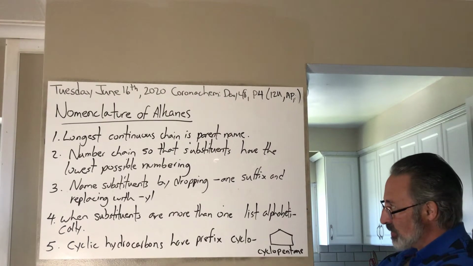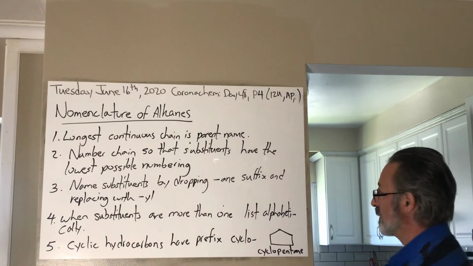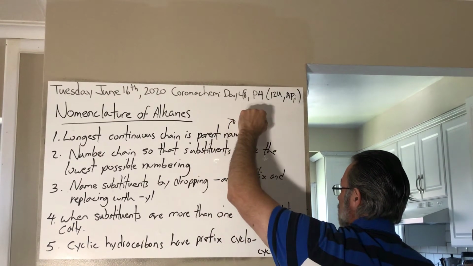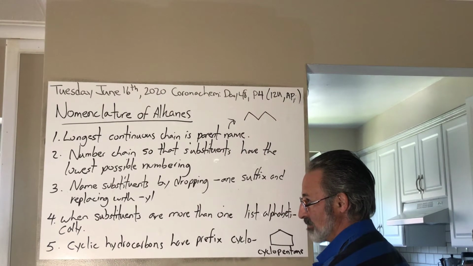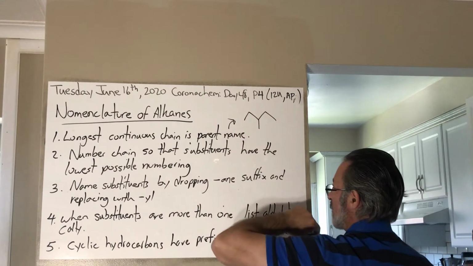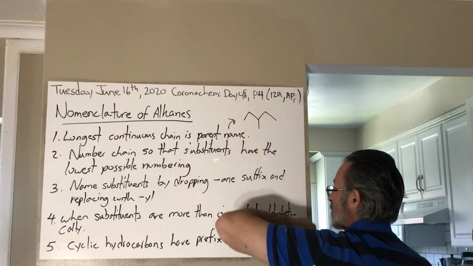So the longest continuous chain is the parent name. You could have an example here. You'd say 1, 2, 3, 4, 5. There's 5 carbons in a row. That's pentane. But what if you had another carbon sticking off the middle here? It would still be called pentane because the longest continuous chain would still be 5.